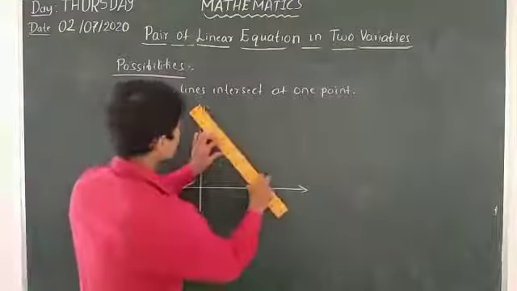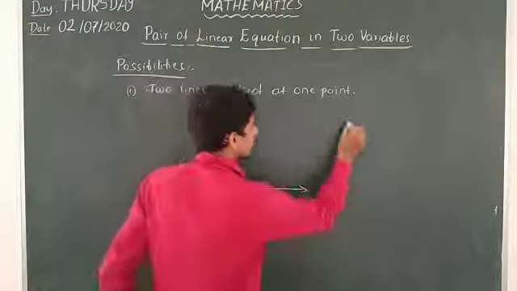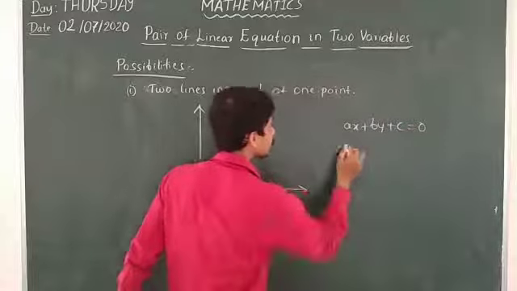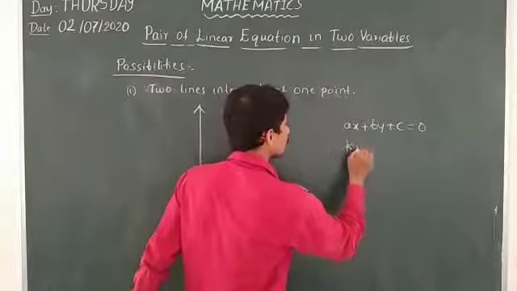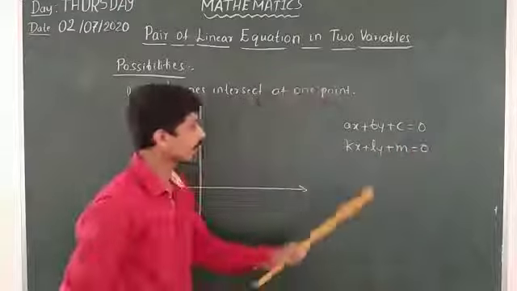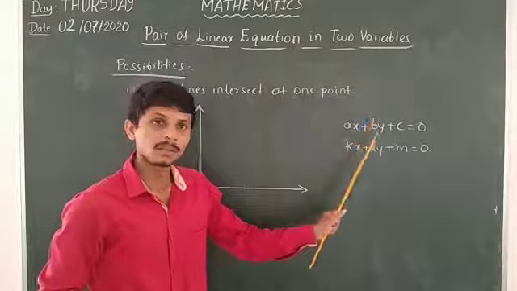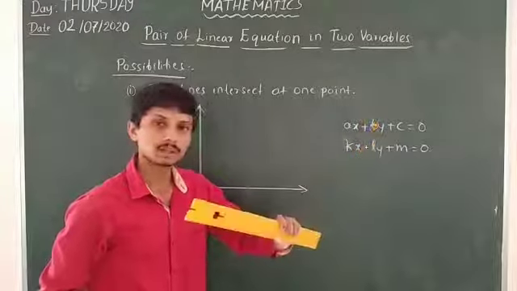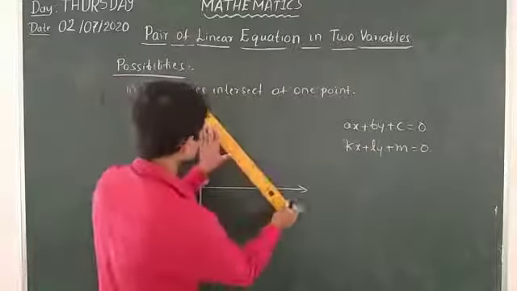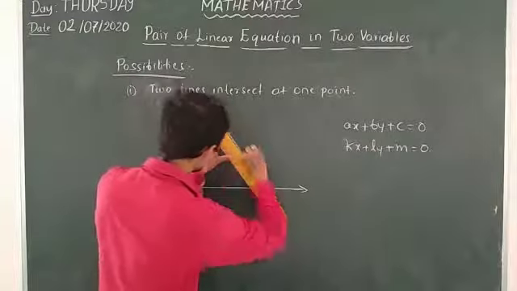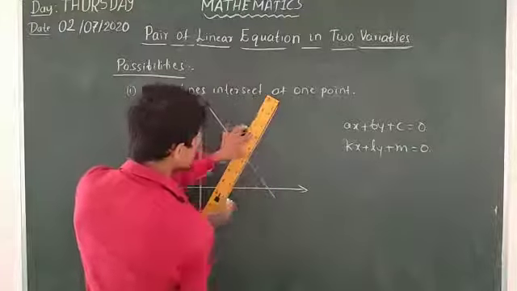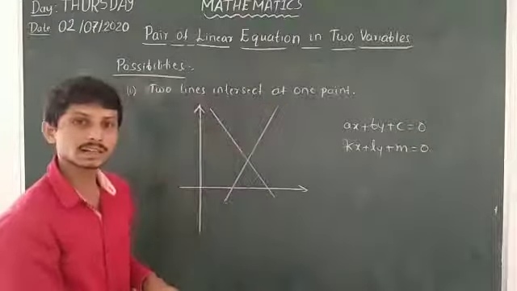So here I will consider two equations, for example ax plus by plus c is equal to 0 and kx plus ly plus m is equal to 0. If I write the geometrical representation of the first equation and of the second equation, they look like this. That means these are intersecting lines.